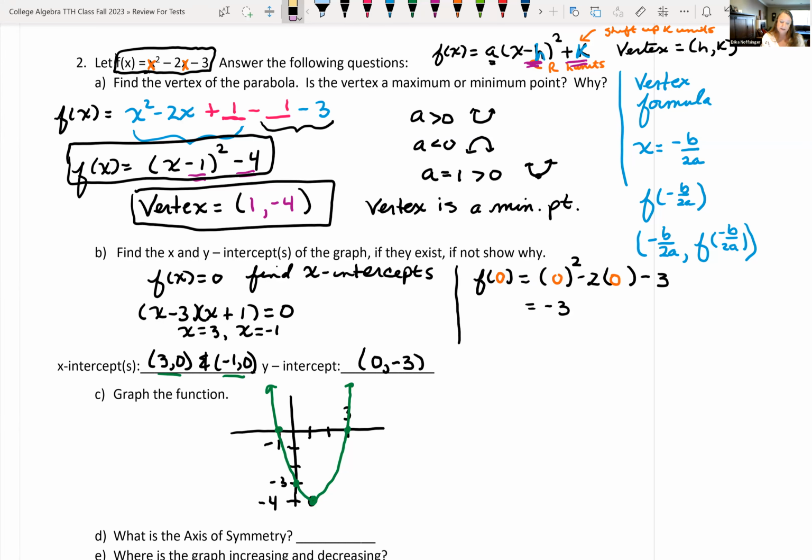The axis of symmetry is that value where if we did a reflection across that x equals line, we would have a mirror image. And so that axis of symmetry is always through that vertex, and vertical lines are in the form x equals, and that vertical line is x equals 1.